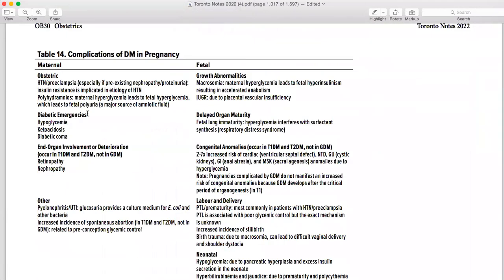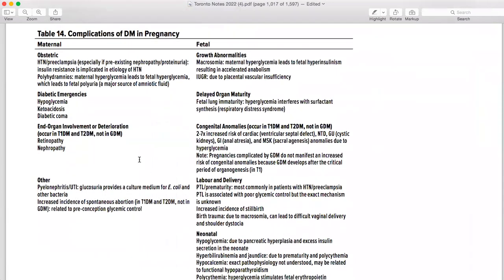Then prognosis. This is something I want to highlight here, these two here. You can remember the rest of the stuff by yourself. It's not that difficult, but this is a little different, so I'm going to highlight here. So here, look at this one. End organ involvement or deterioration occurs in type 1 and type 2, not in gestational, because type 1 and type 2 is present in the first trimester.